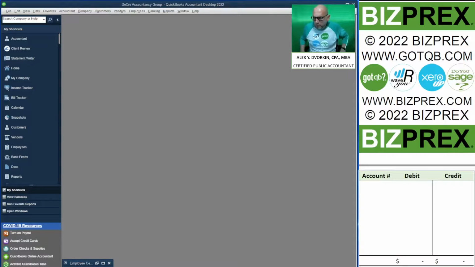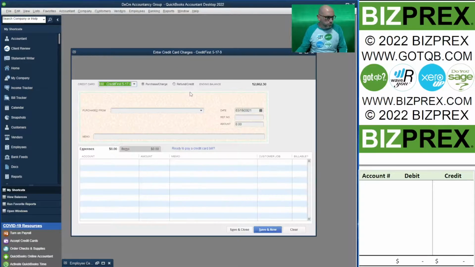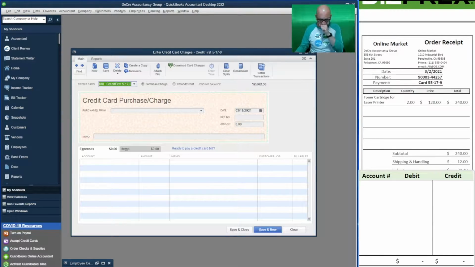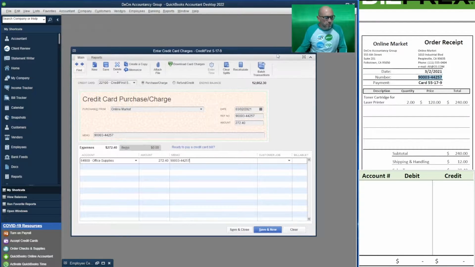All right, we're still in March, and now we will record our credit card transactions. So we have purchases, some toners for our laser printer from online market. All of this to me is office supplies. There is no need to dissect it any further.